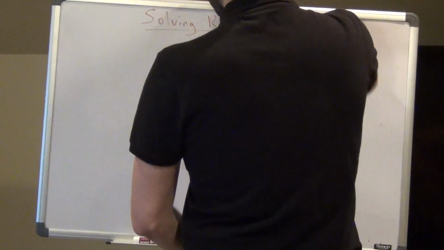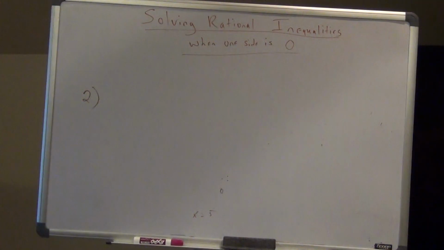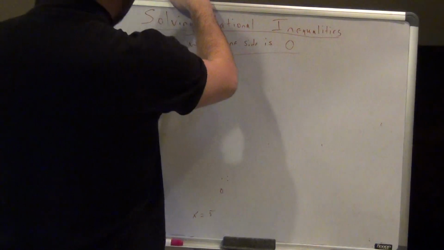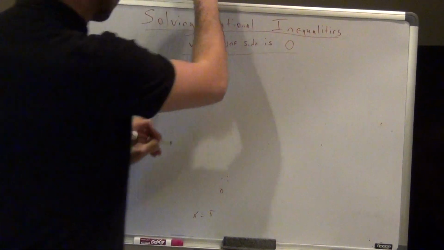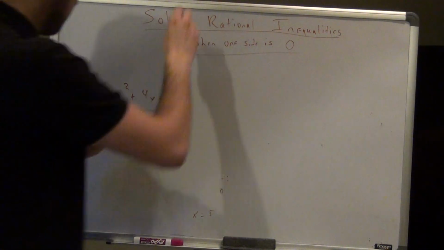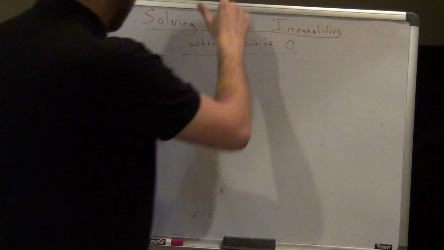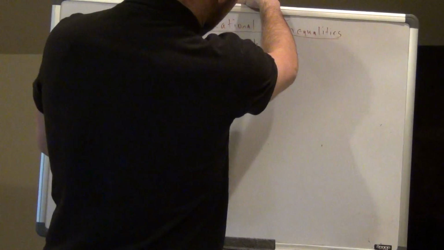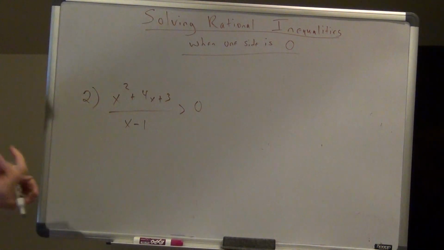Okay, so let's look at the second one. You get x squared plus 4x plus 3 over x minus 1 is greater than 0. Alright? So the first thing we have to do is get one side to 0. Okay, that's done.